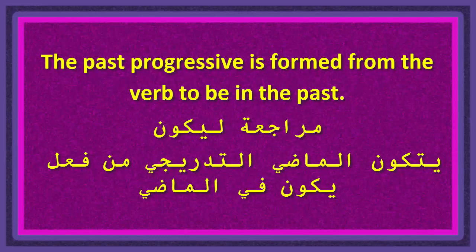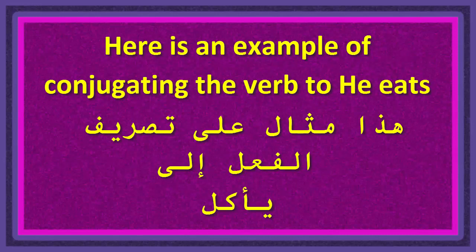Review: the past progressive is formed from the verb to be in the past. Here is an example of conjugating the verb to eat.